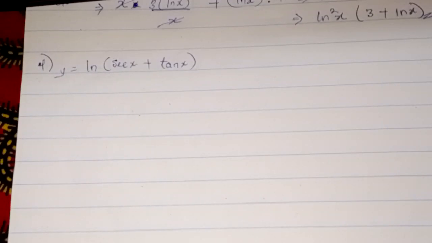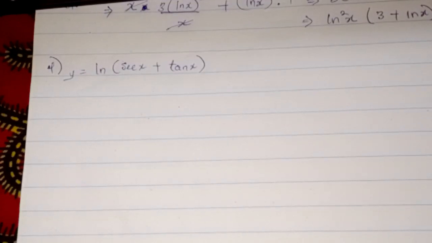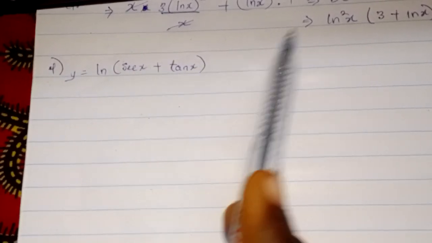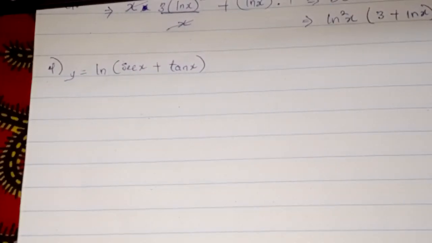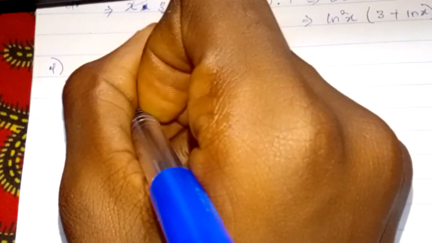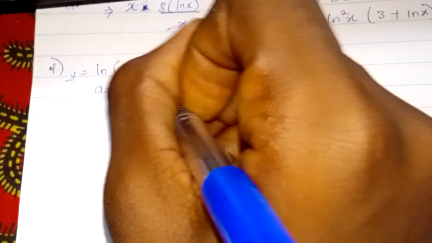So now this is the fourth question I'm going to be answering on differentiation. As I've been saying in the past questions, the first thing you do if you see questions like this is anything inside this place, you represent it with a variable. So let's pick a variable. I pick A. I love using A a lot. So A is equal to what? Sec x plus tan x.